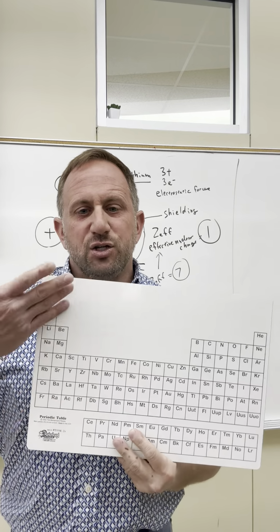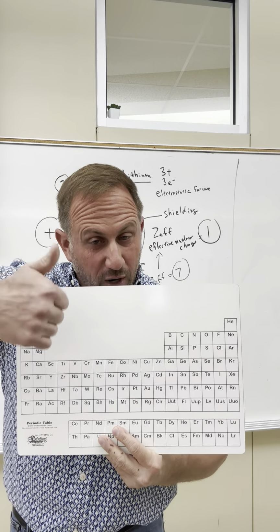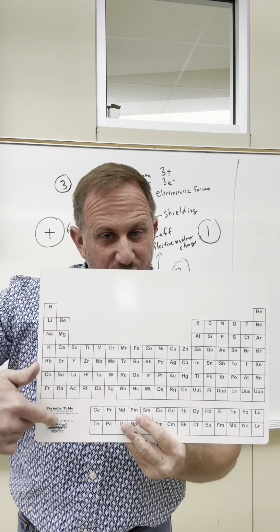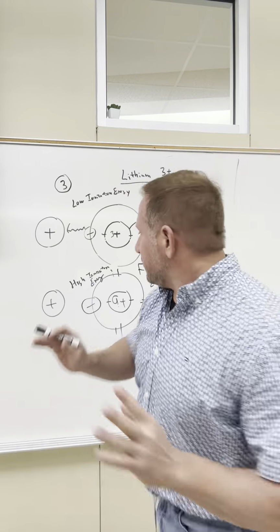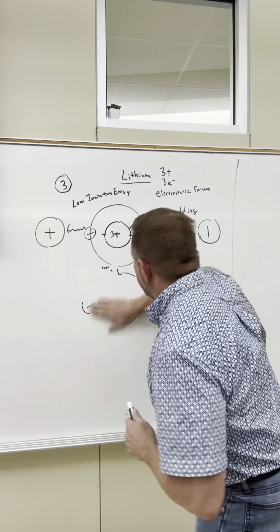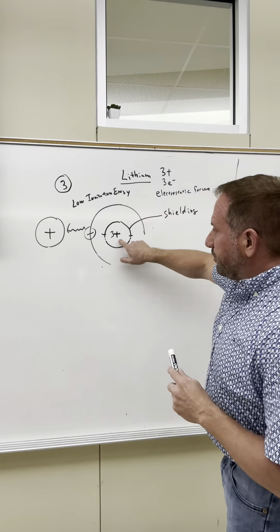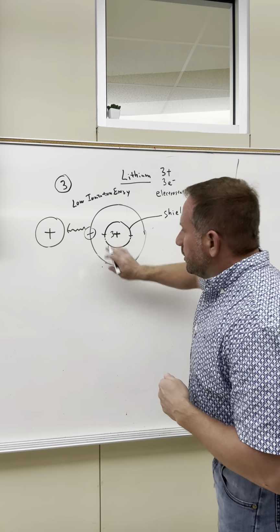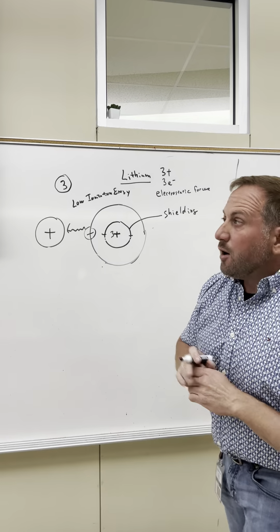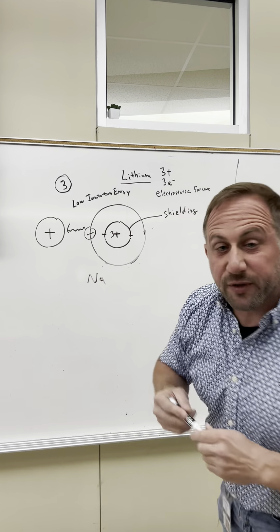Why is it as you go down the periodic table that the ionization energy decreases? Why does the ionization energy decrease as you go down? Well, we come back to this. We look at lithium. Lithium's got 3 protons, 2 shielders. So it has a Zeph of a 1. We go to sodium. Sodium, almost done, hang in there.